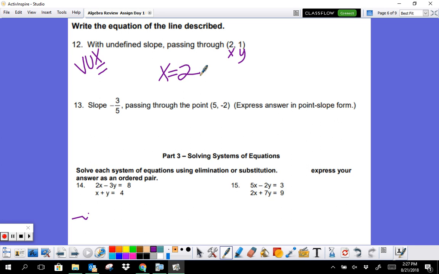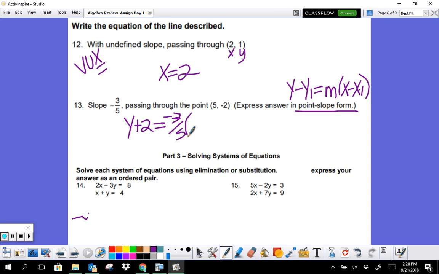Number 13, slope is negative 3 over 5, passing through the point 5, negative 2. Express answer in point slope form. So reminder about point slope. That's y minus y1 equals m times x minus x1. Okay, so I'm just going to plug everything I know in here. So I have y minus a negative 2, so that's going to change to plus 2, equals my slope, which is negative 3 over 5, and then x minus my x value, which is 5.